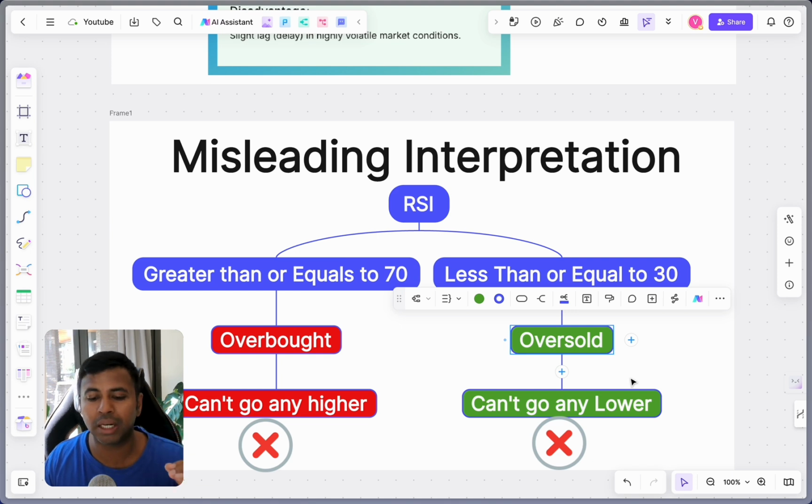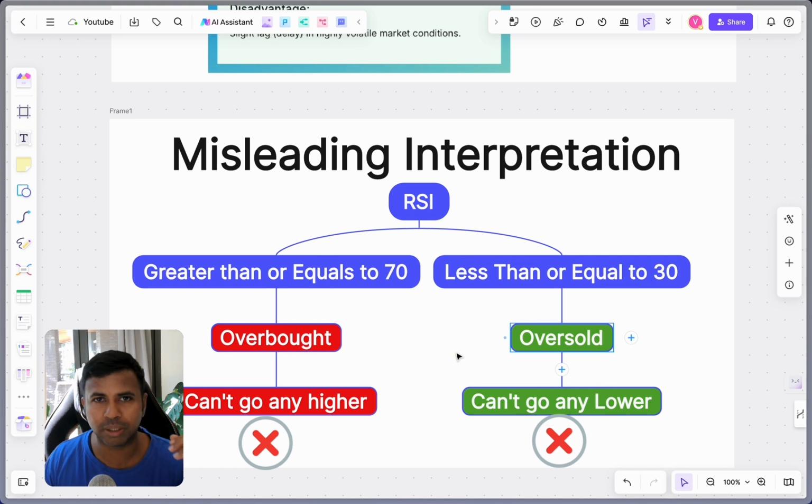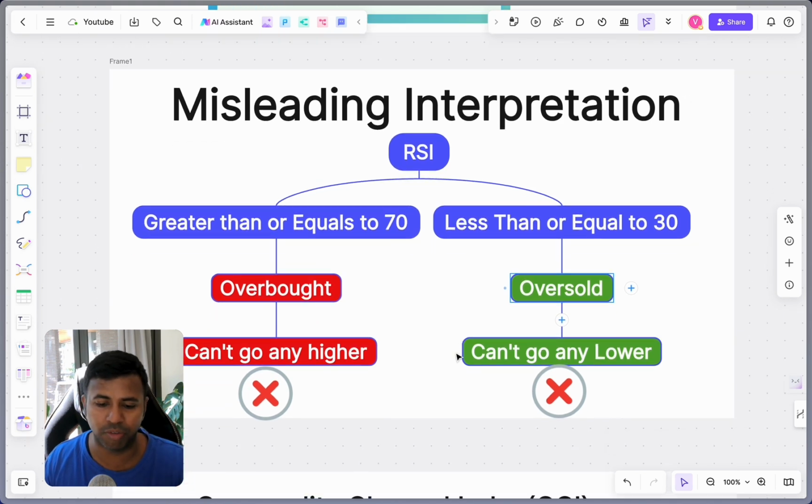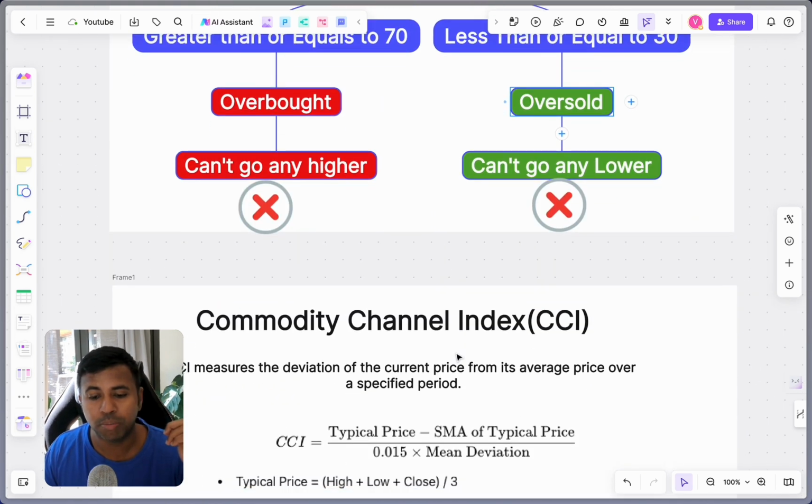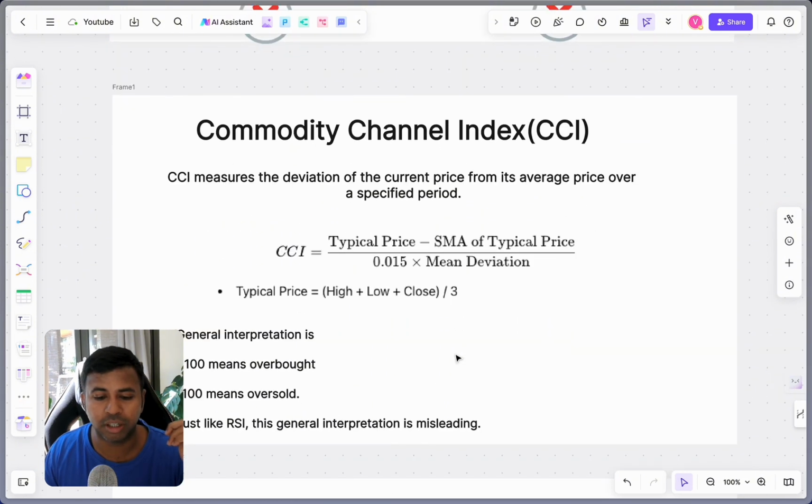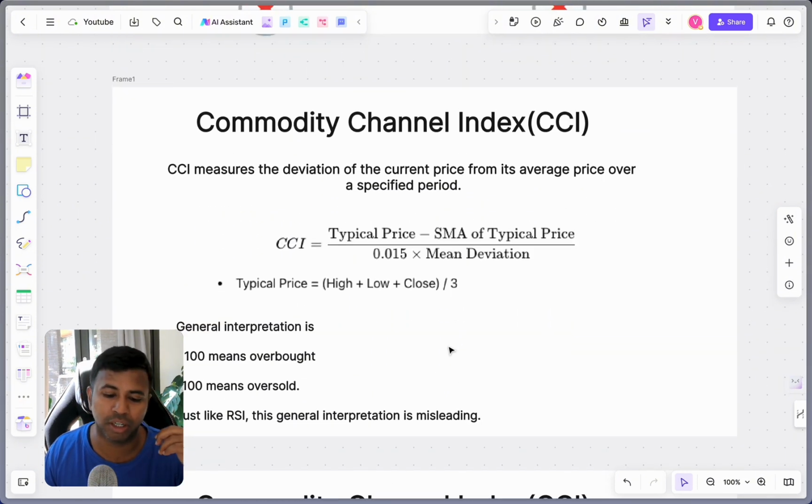So this typical interpretation is very wrong. So hope you learned something new from this video. Now moving on to the third indicator, my favorite indicator. The third indicator is the commodity channel index.